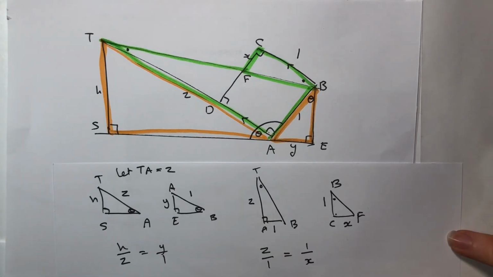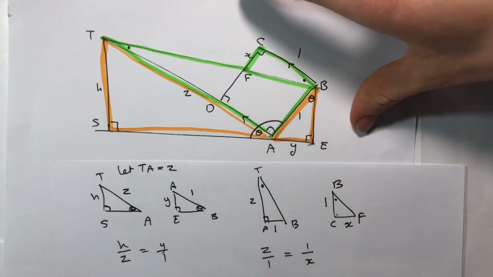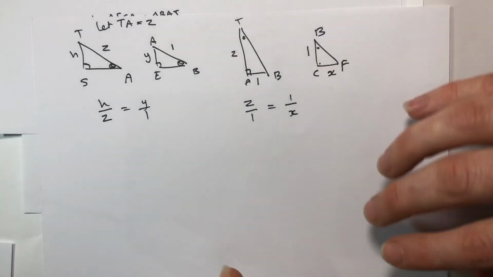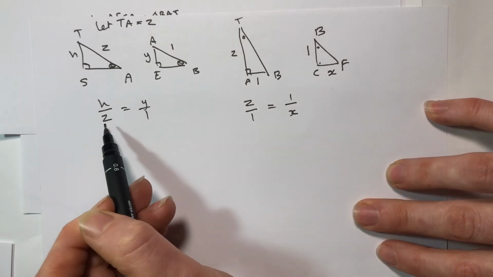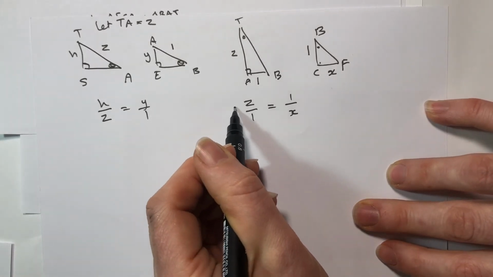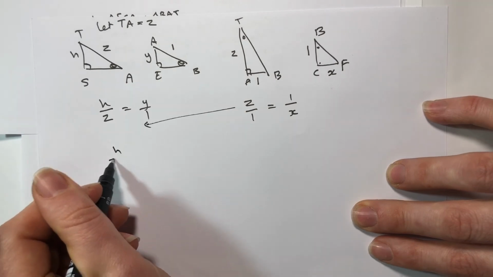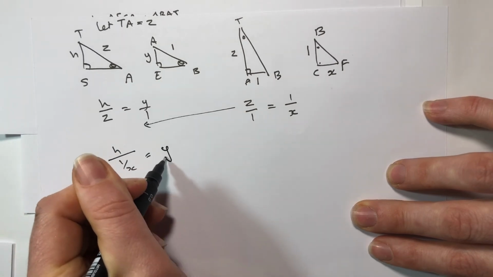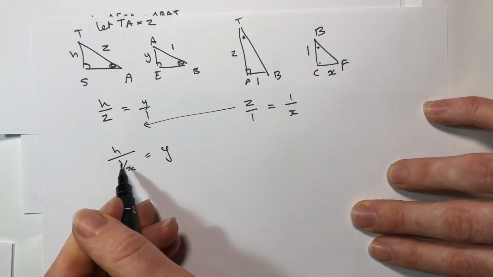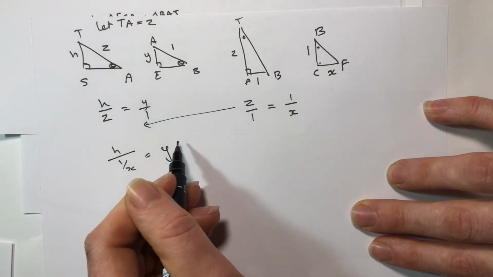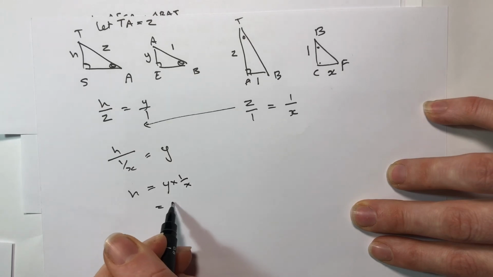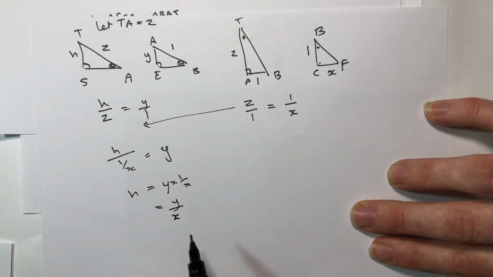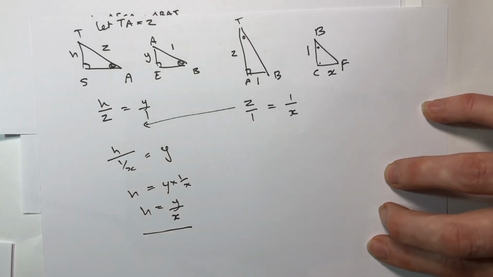Now, the beauty of having Z common between the two of them is now I could actually solve these equations simultaneously. So this one's basically Z equals 1 on X, so I could put 1 on X into this equation. H over 1 on X equals Y. Now if I've got a 1 on X here, I could actually just times by 1 on X to the other side of the equation. Simplest way of getting it out. And what I have done now is found H in terms of Y on X.